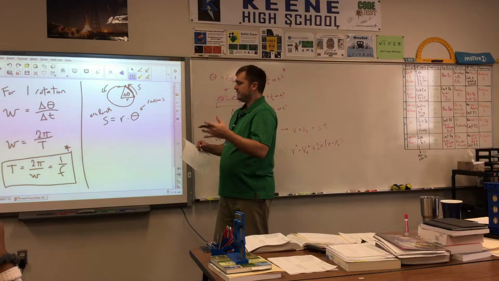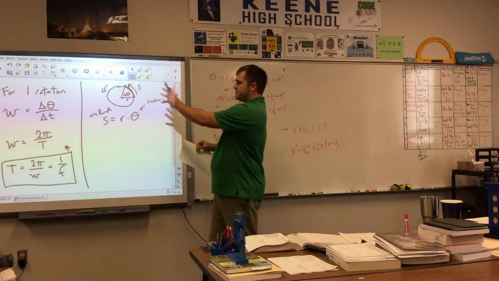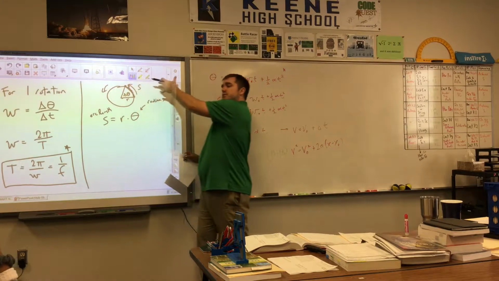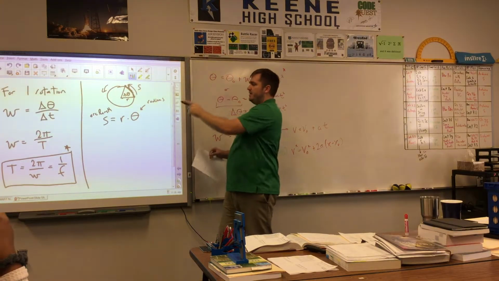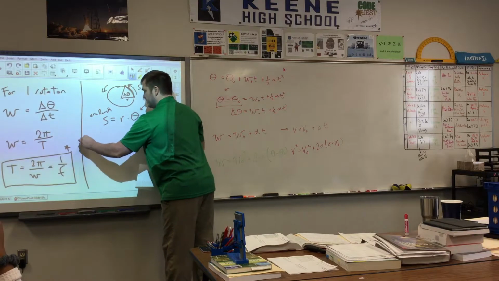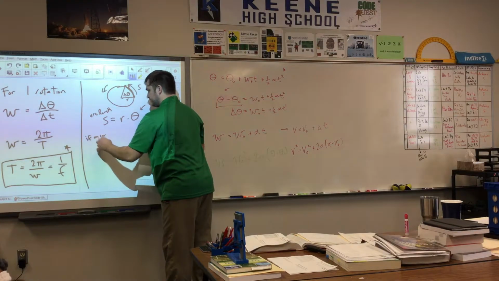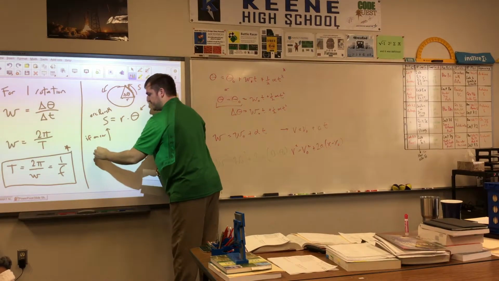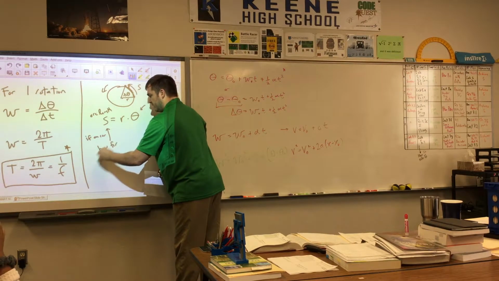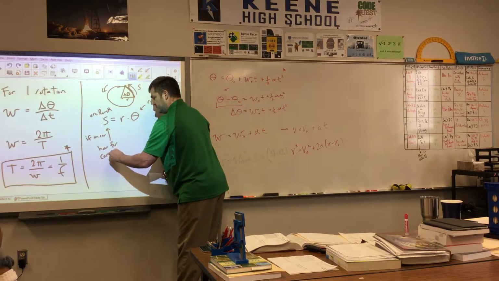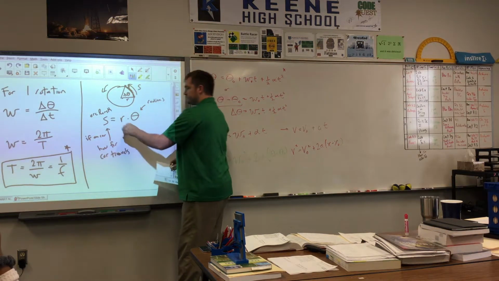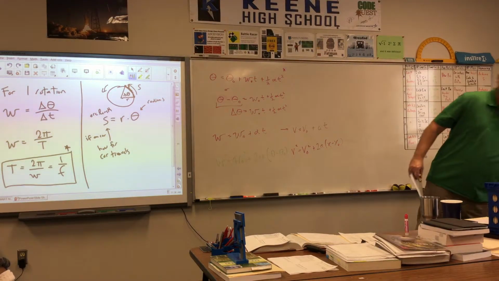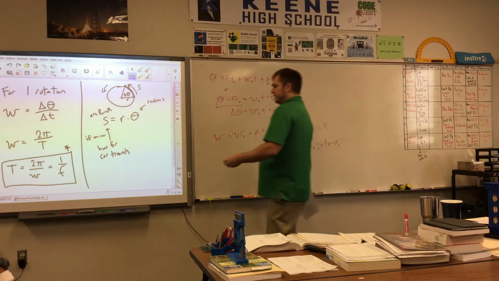In fact, if this was the wheel of a car, and this wheel was spinning and the car was moving forward, then S represents how far the car travels. R is obviously the radius of the wheel, and theta is the angle that the wheel turns through.